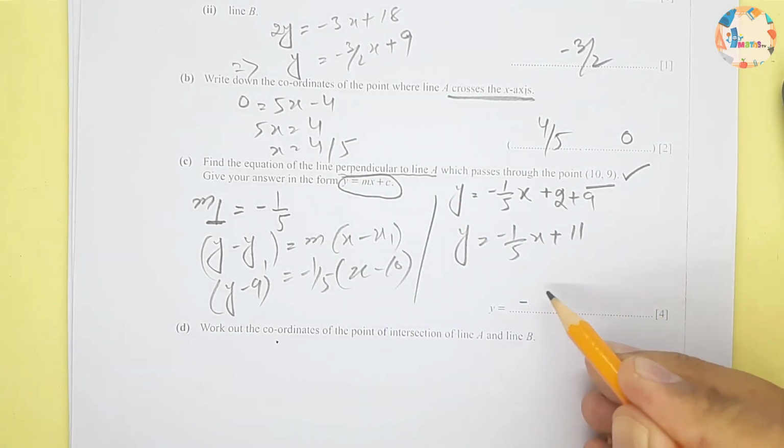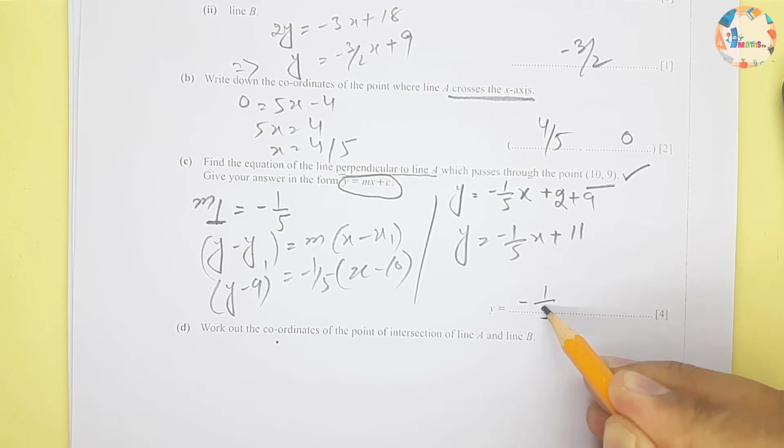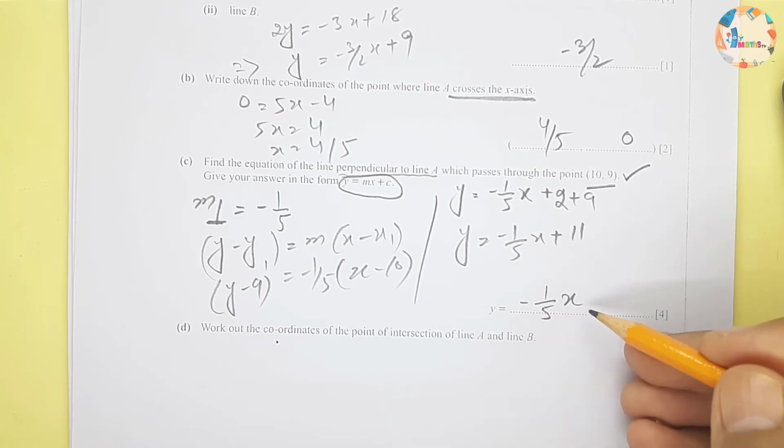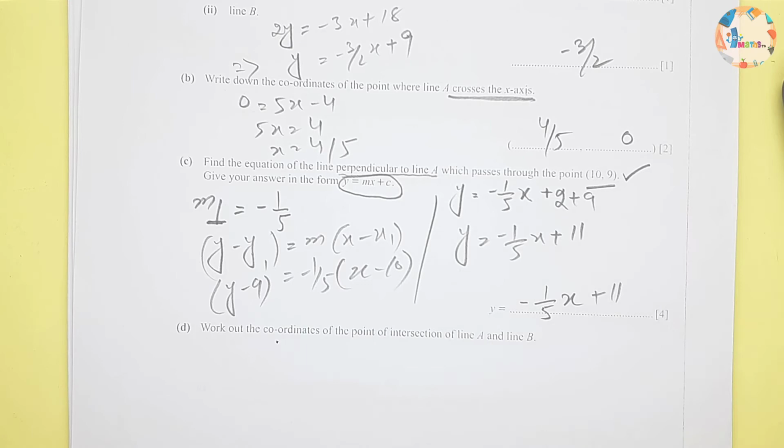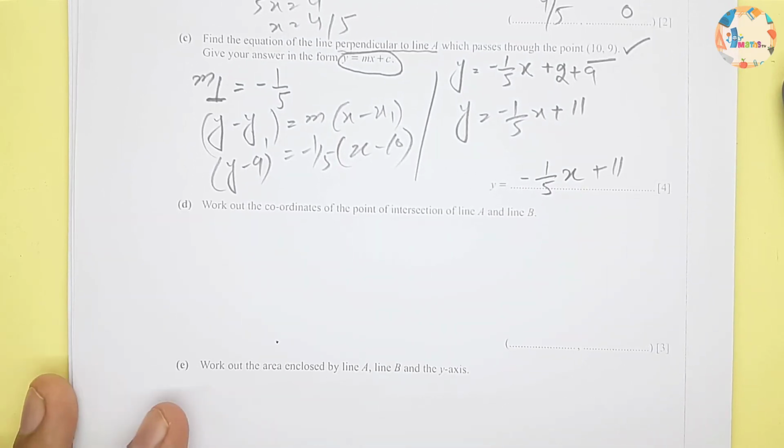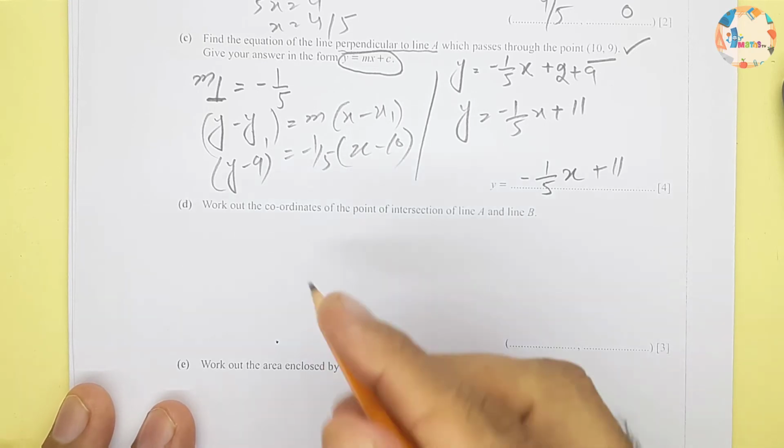So we write minus 1 over 5x or 0.2x plus 11. This will be our answer. D part: work out the coordinates of the point of intersection of line A and line B.